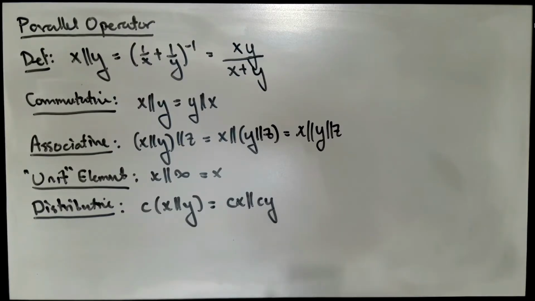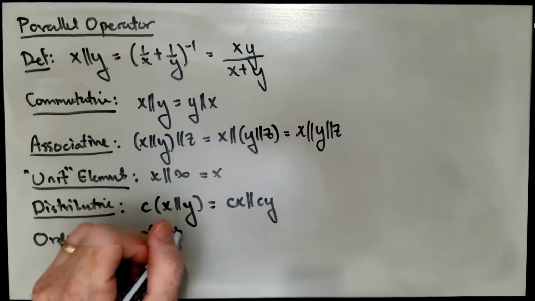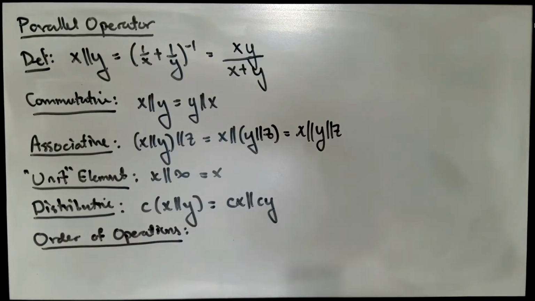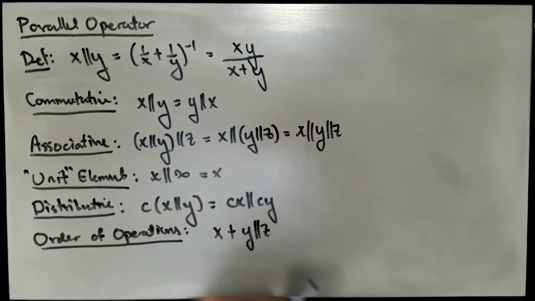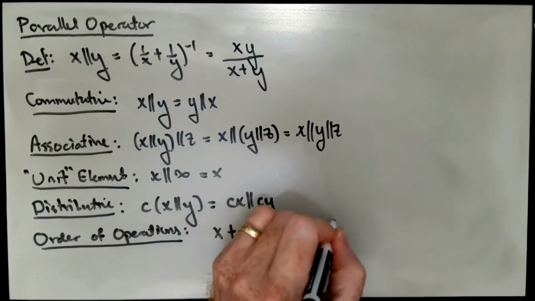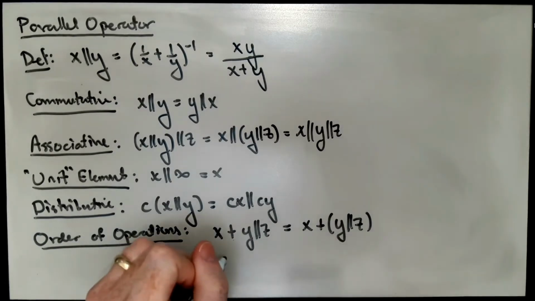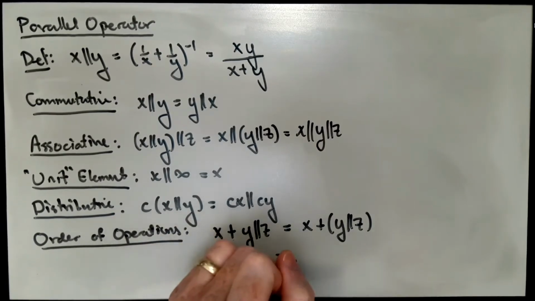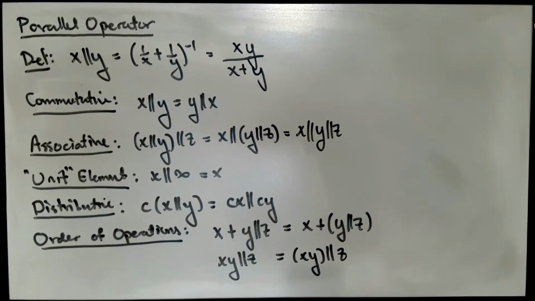We need to define an order of operation. And this is going to be just our convention here, but basically we're going to say that parallel comes between multiplication and division and addition and subtraction. So for instance, if I have x plus y parallel z, we will interpret that as x plus (y parallel z) in parentheses, so that the parallel combination happens first and then the addition, whereas if we had something like xy parallel z, we would interpret this as xy being done first, parallel z.